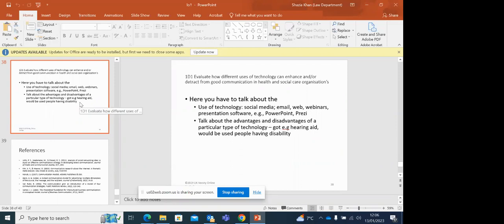1D1, which is to evaluate for the distinction, evaluate different uses of technology can enhance or detract from good communication in health and social care organisations. Here you'll have to talk about the use of technology, social media, email, web, webinars, presentation software, PowerPoint, Prezi, talk about the advantages of a particular type of technology. Hearing aid would be used for people with disability, the loop for people with hearing problems as well.